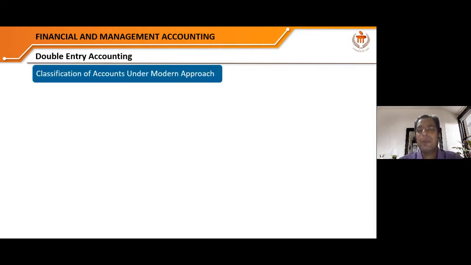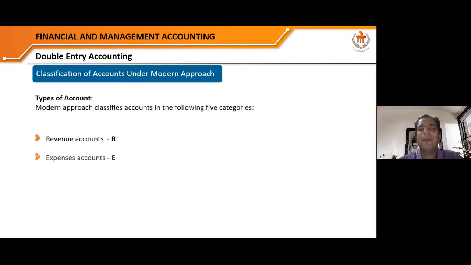So that was the traditional approach. Now the modern approach tries to make it more convenient and simpler, and it classifies the total accounts into 5 categories. The first is revenue, the second is expenses, then assets, liabilities, and capital. So they said you don't need personal, real, nominal; it's not required.